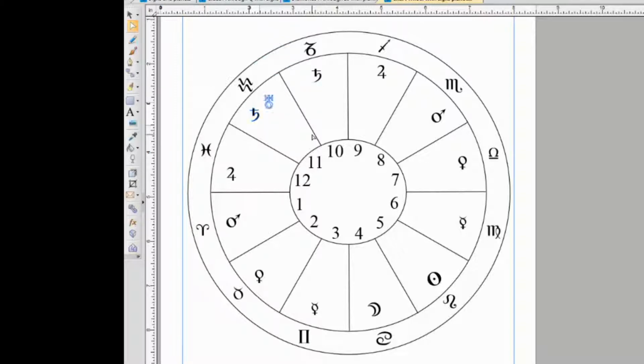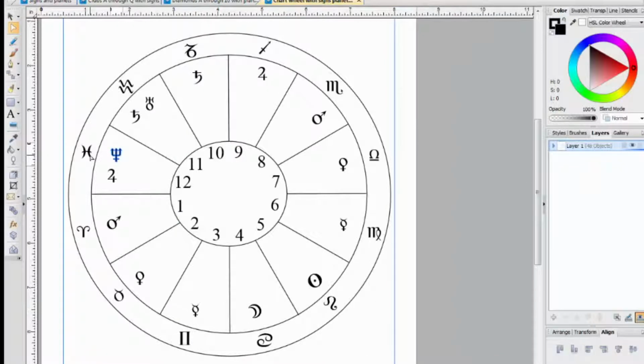Then we have Uranus. Uranus is the main ruler of Aquarius, but two planets rule Aquarius, Uranus and Saturn. Next we have Neptune. Neptune is the main ruler of Pisces, but Pisces has two rulers, Neptune the main ruler and Jupiter as co-ruler. And then we have Pluto. Pluto is the main ruler of Scorpio. Mars is the co-ruler. And that's pretty much it.